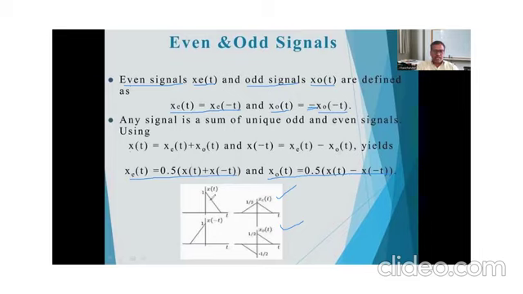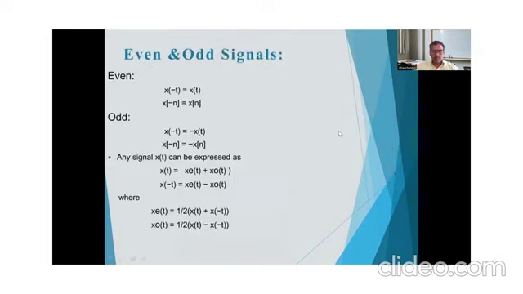Let us take that x of t is given. Now, to find the even component and odd component, we can write like this. Now, this is regarding even and odd component signals. We can define some more examples also. This is the formula for even and odd.